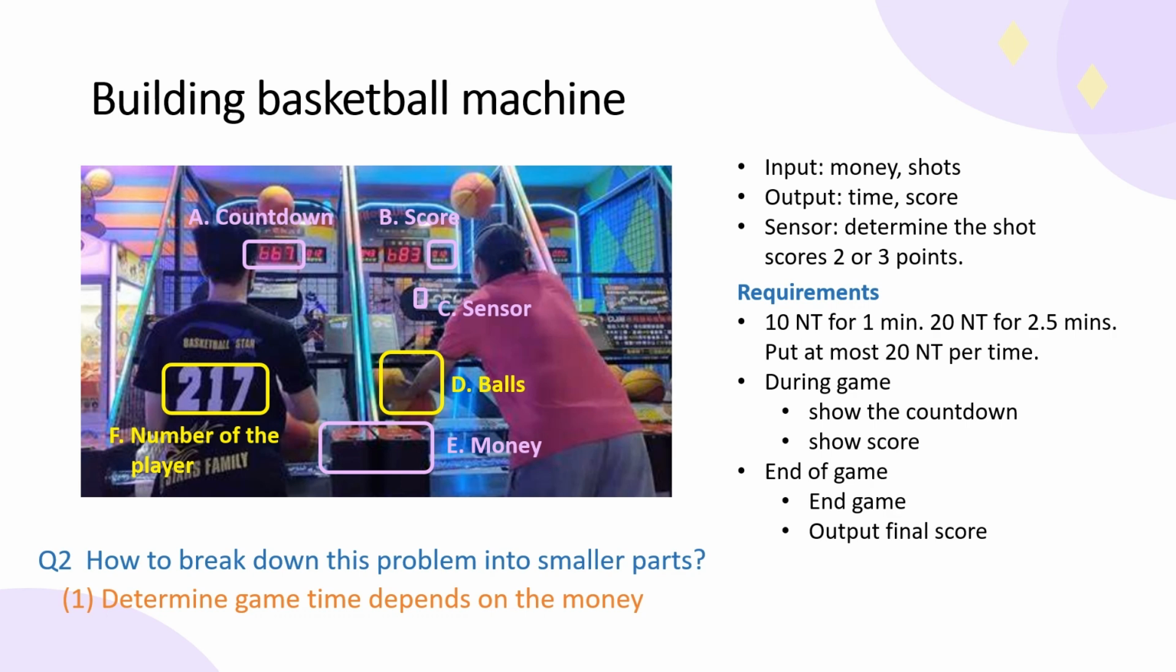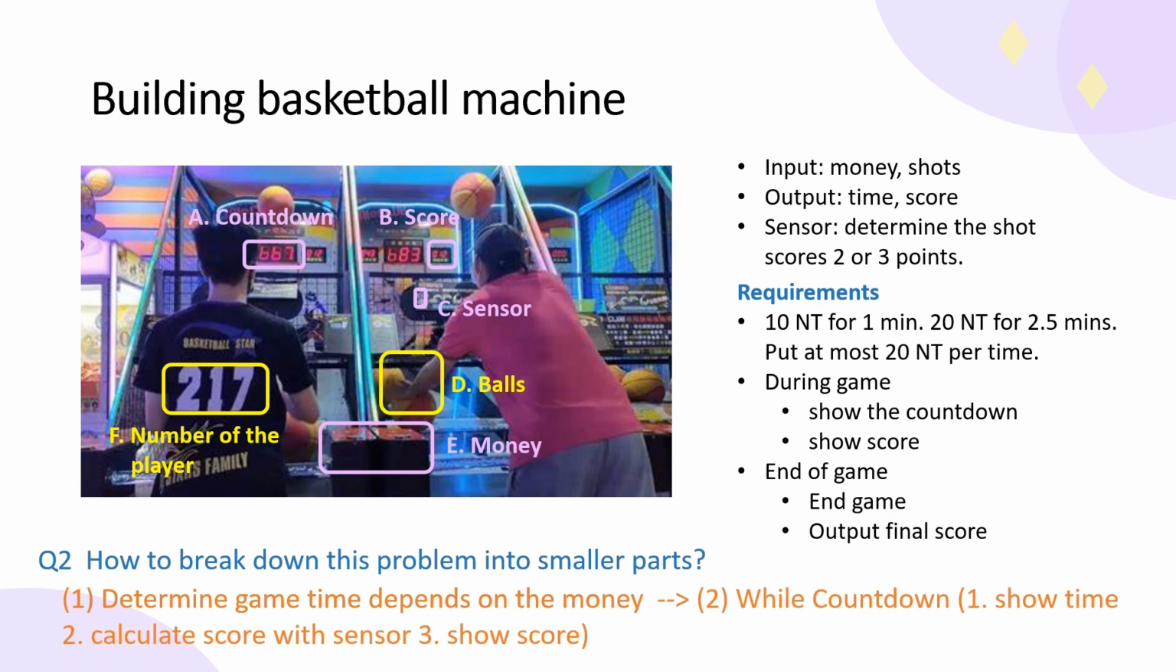As for the second question, how to break down this problem into smaller parts, my answer will be, first, the smaller problem will be, determine game time depends on the money. The second smaller problem will be, while counting down, I will do 3 things. First, show the time. Second, calculate the score with the sensor. Third, show the score. And my last smaller problem will be end game and output final score.